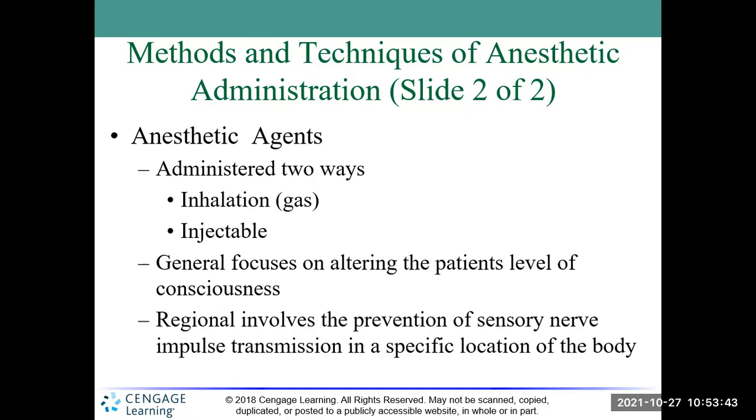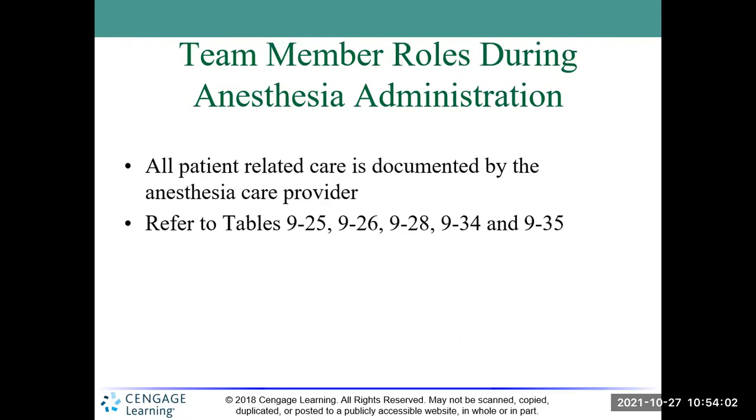If it's done regionally, that's going to be looking at sensory nerve impulse transmission in a specific location of the body. So if we're doing a regional anesthetic agent, then we're going to look at some pictures of this. We may do a nerve block or a Bier block, so either way, just to help prevent that impulse from happening.